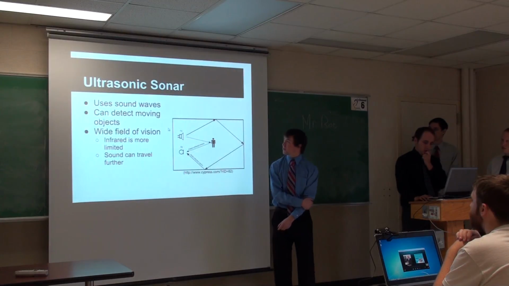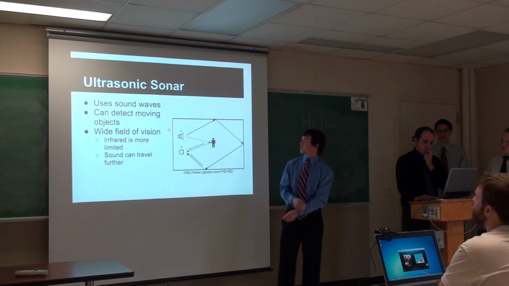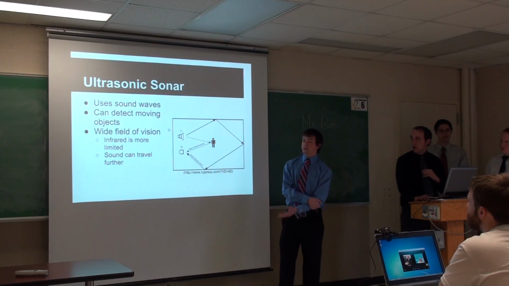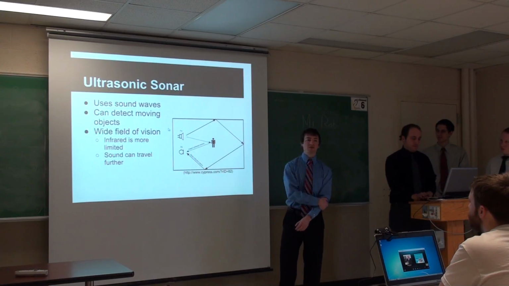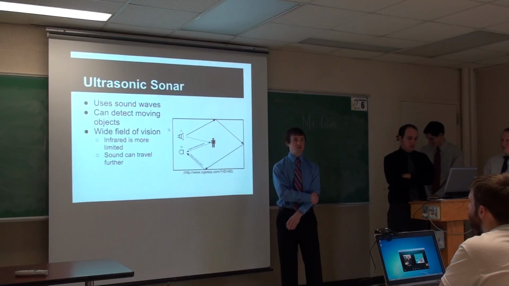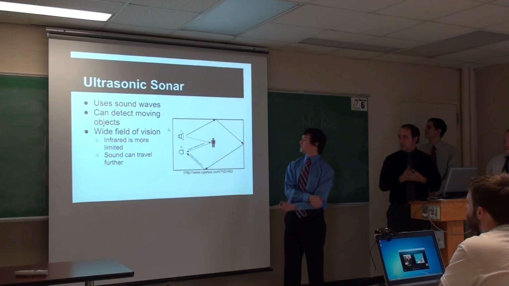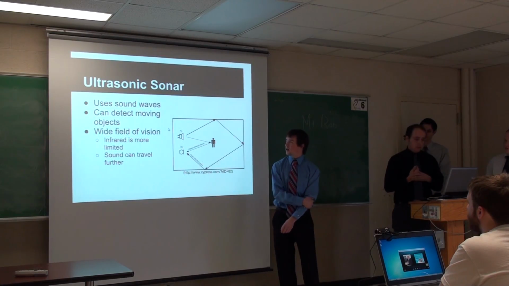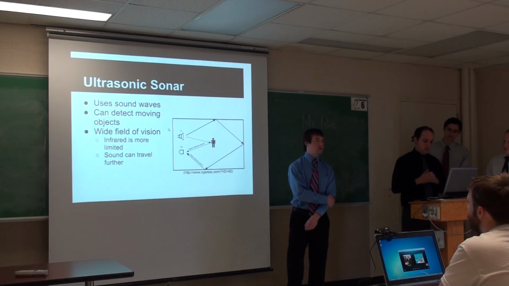So ultrasonic sonar, as I said, uses a transmitter and a receiver. You transmit an ultrasonic signal, which then gets reflected by your environment. And when someone walks through that, you can detect changes using a computer, which your receiver will pick up. You get a pretty wide field of vision with this.